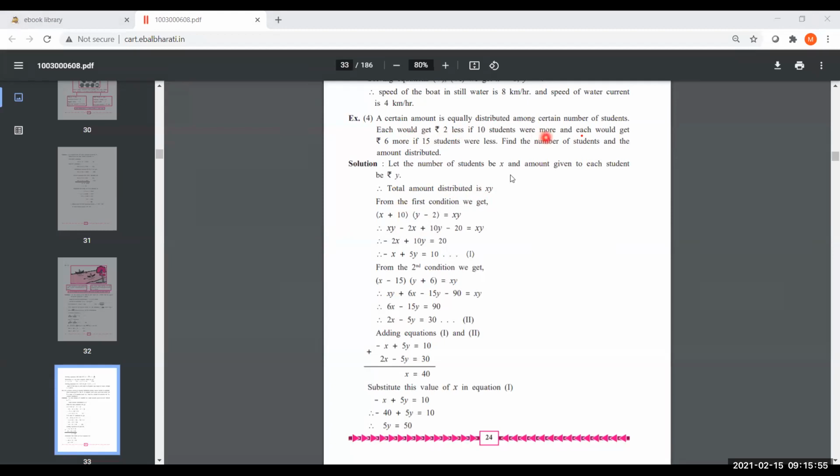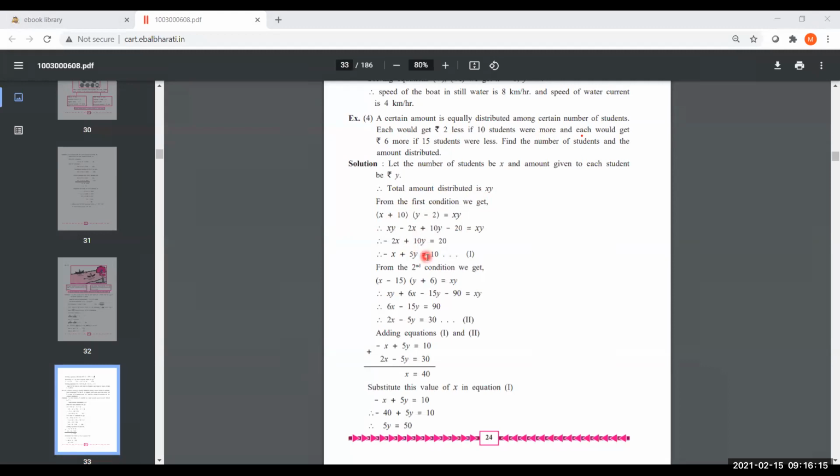How many students are we having? x students. It says 10 students are more, that means x plus 10. And what will the students get? They will get 2 rupees less, so it is y minus 2, and the total amount is x into y. So according to the first condition, we have got this one.